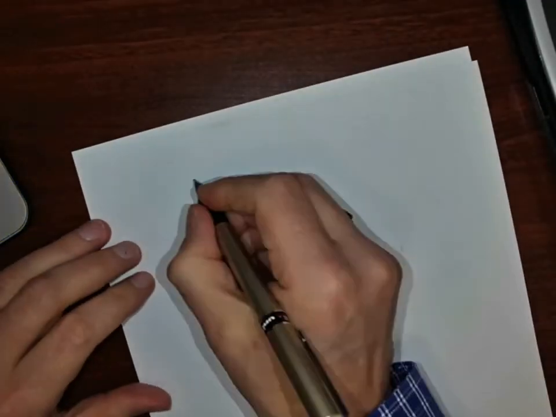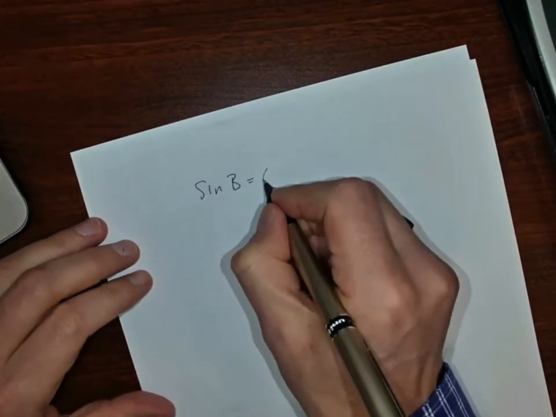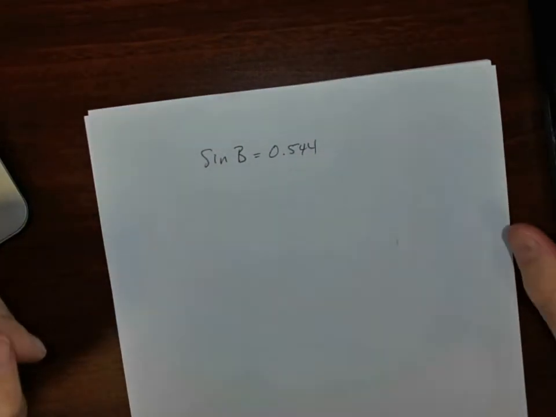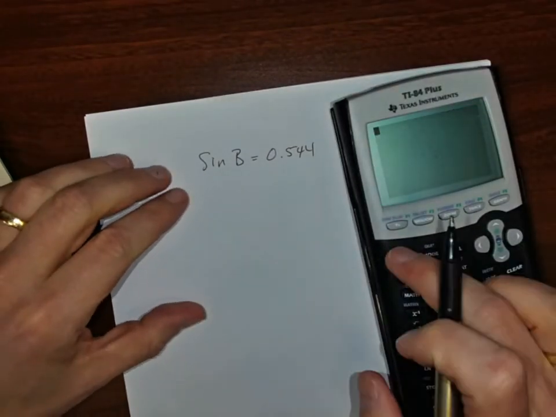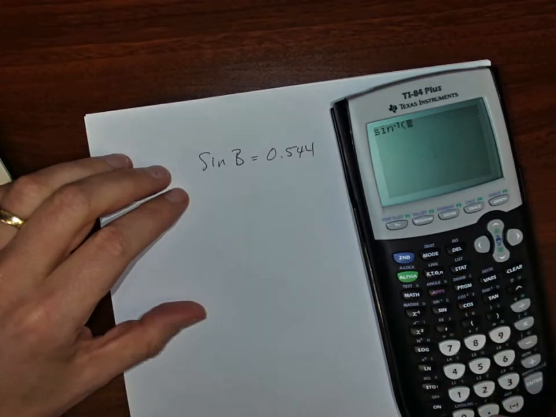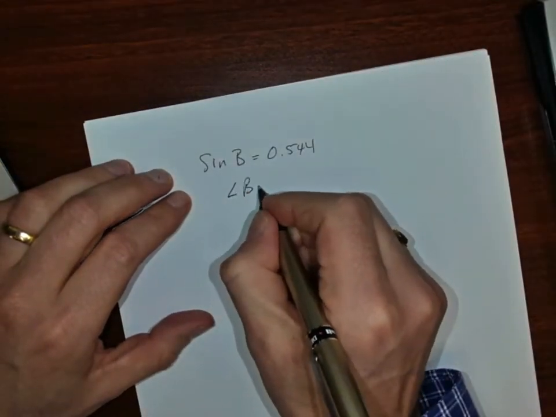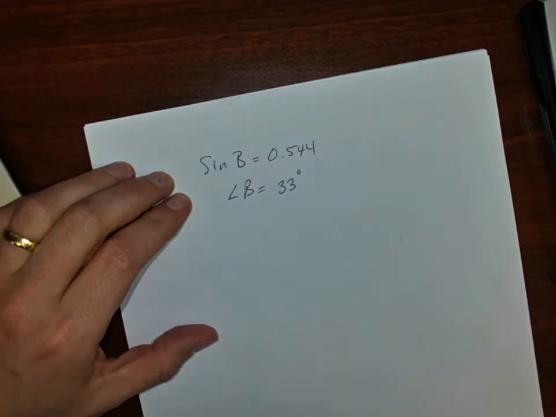I came up with sine B equals 0.544. So we came up with that value. Let's work with this. So we're working with my calculator. I'm going to clear this. I'm going to do second function inverse of 0.544. And I'm going to get approximately 33 degrees. So angle B is equal to approximately 33 degrees.